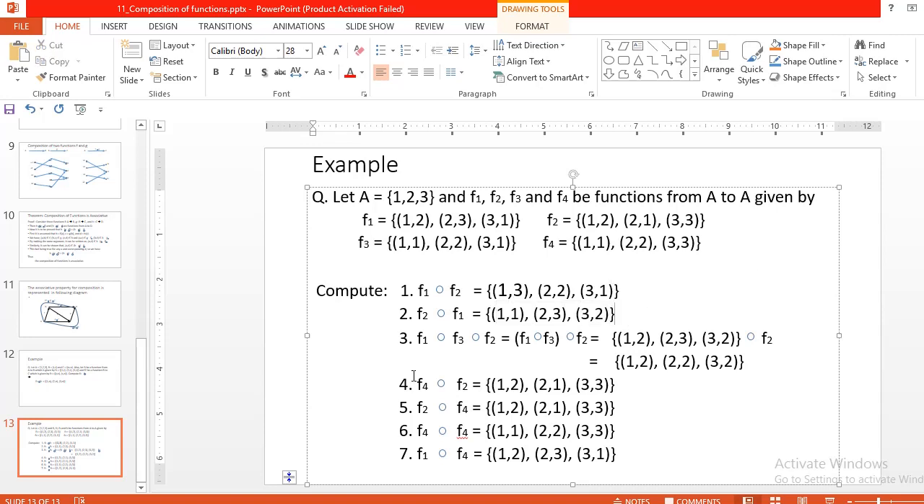Okay, so similarly you can do this for all the functions to find the composition of all types of functions, that is F1 composition F3 composition F2.